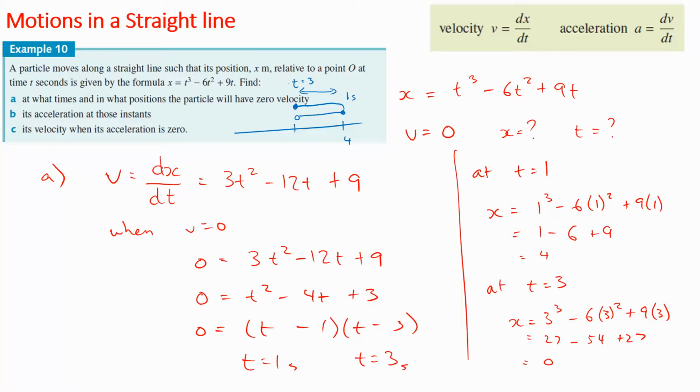So it's acceleration at those instants. Now those instants are 1 and 3. So what they're asking you to do is find dv/dt at t equals 1 and at t equals 3. That's what part B is asking. And then finally part C, it's velocity when acceleration is 0. You're going to find out when acceleration is equal to 0, find the time, and you can substitute it in to find velocity. Is this making sense?